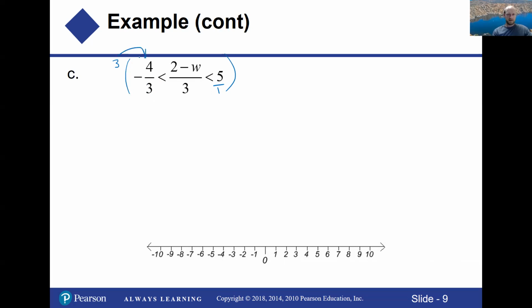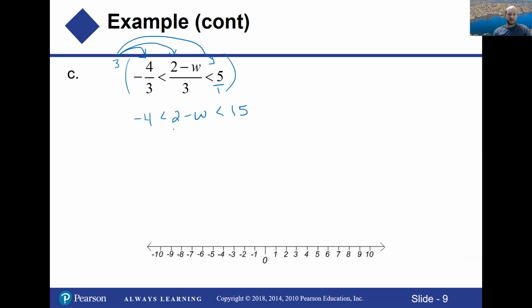So let's distribute the 3 into -4/3. If you aren't comfortable with this, just multiply it on your calculator. Take 3 times -4/3. I just look at this and I say, oh, I have 3/1. I'm multiplying fractions, so I just cross cancel. I cross cancel the 3's and I'm left with -4. Let's distribute the 3 to the middle here. You only have to worry about canceling the 3's in your denominator. So you're just left with your numerator there, 2 minus w. And then is less than 3 times 15, or sorry, 3 times 5 is 15. So now we cleared our fractions.